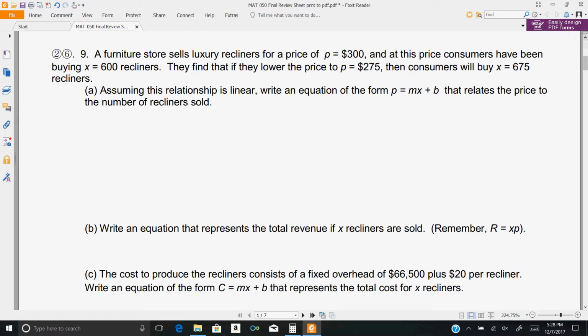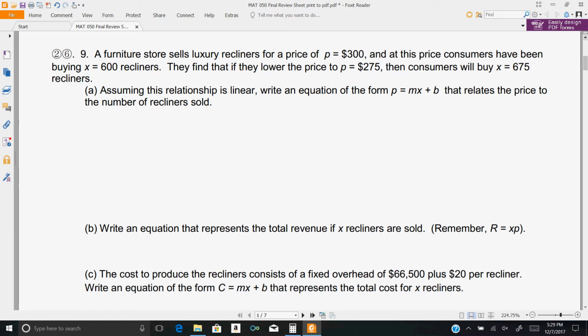Okay, now that you've looked at 26, furniture stores sell luxury recliners for a price P equals 300. At this price, consumers have been buying X equals 600 recliners. So they're giving us a P and an X, like a Y and an X. They just call it P for price. So they're giving us two coordinates. They find that if they lower the price to 275, then consumers will buy X equals 675. So they decrease the price $25. They sell 75 more recliners.